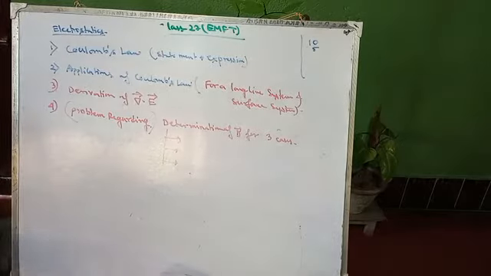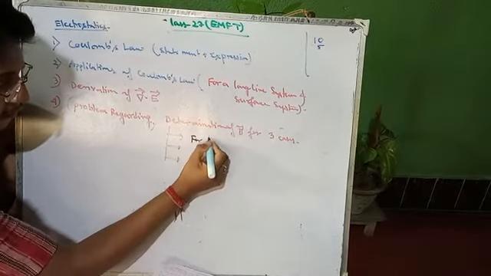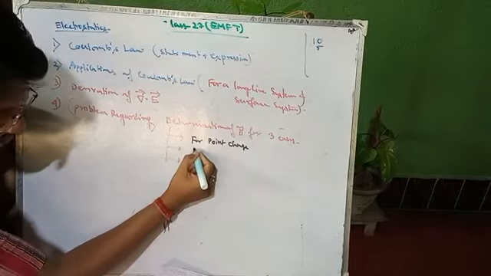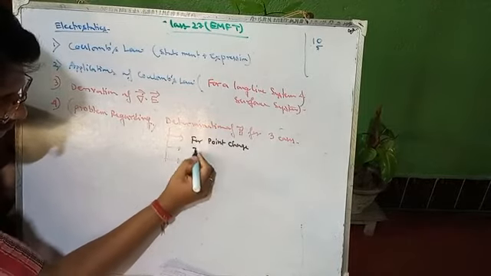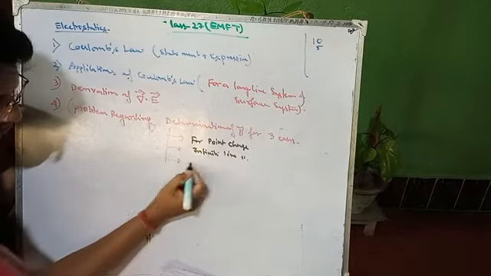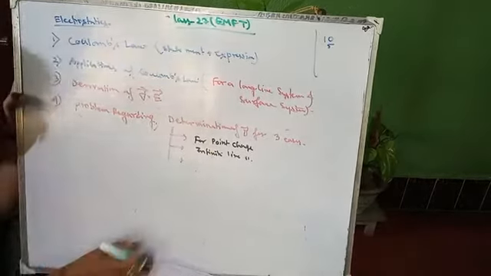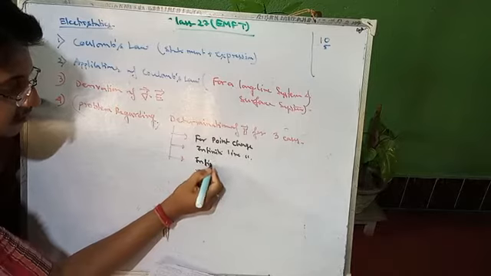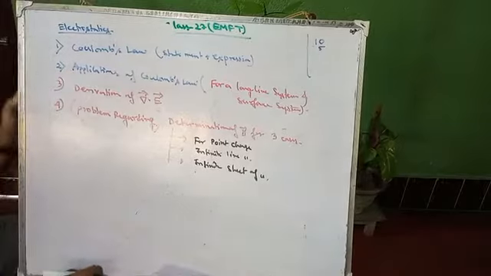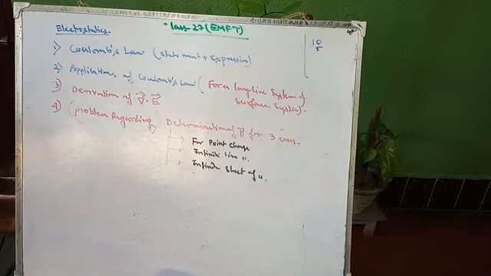First one is for point charge. Second one is infinite line charge, and third one is infinite sheet of charge. So these three require the numerical only.